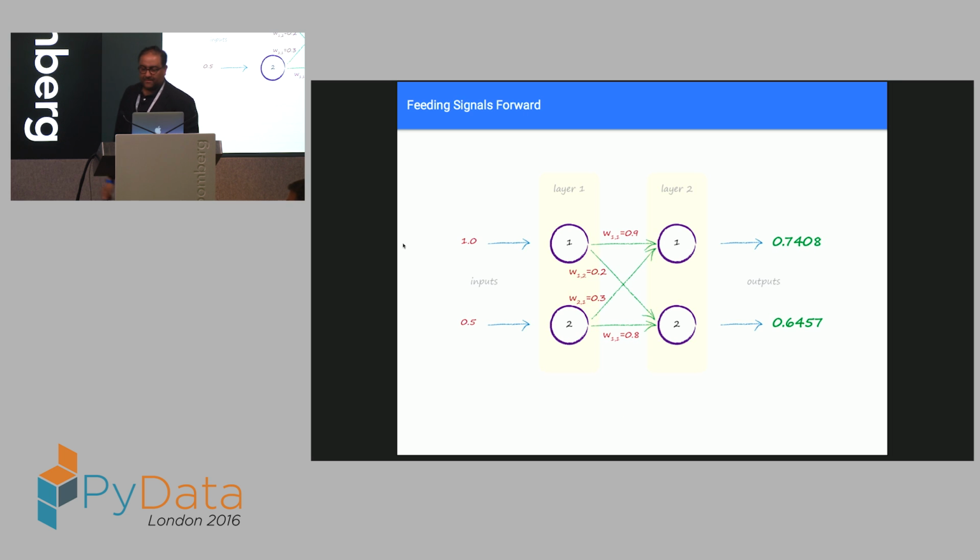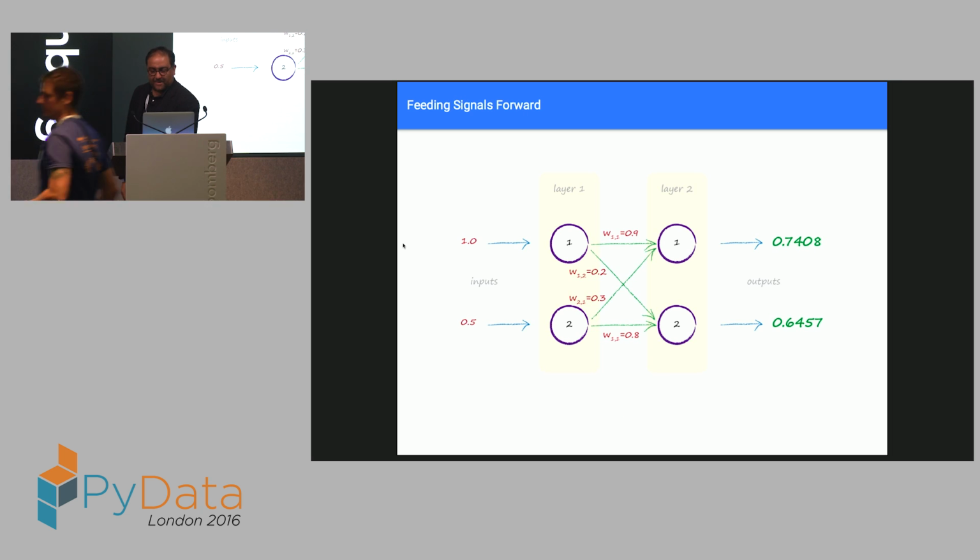And you can work that example through. I won't do it now, but it's really simple what's actually happening inside a neural network there.